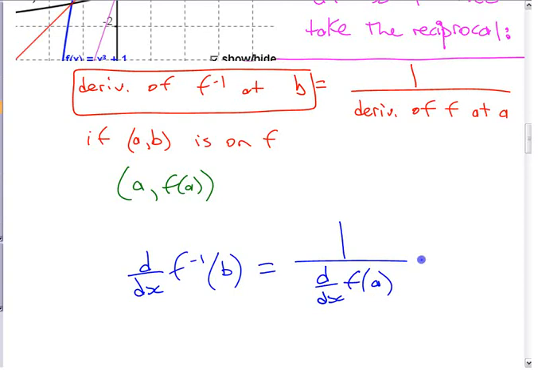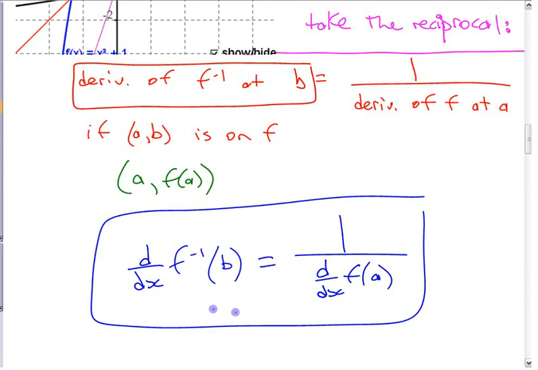In the textbook, they call b f of a, or they call a something else, but I think that's the best way to write it. And just put if (a, b) is a point on there.